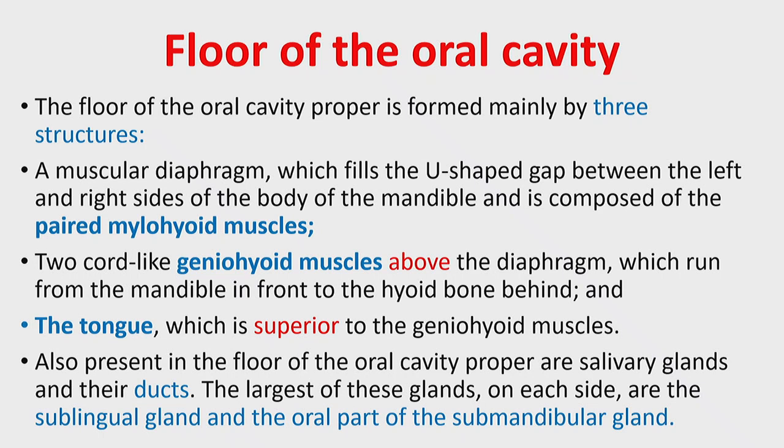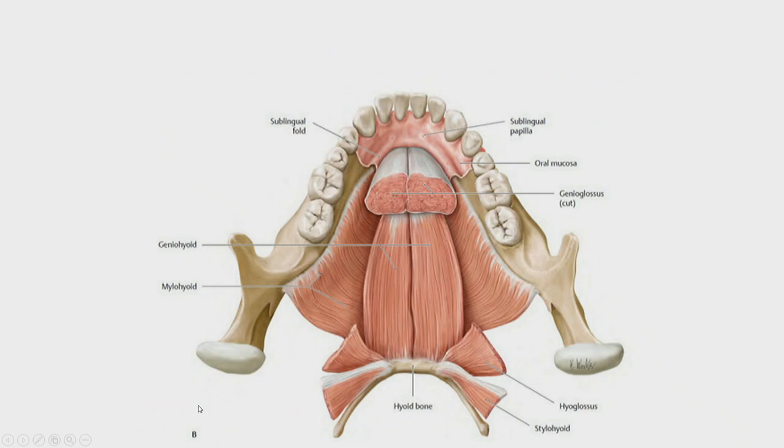And of course, in the floor of the oral cavity, you can find the sublingual gland, the hook-shaped anterior process of the submandibular gland that is going above the free posterior margin of the mylohyoid, and the ducts of them. Yes, so this is a view through the floor of the mouth. So those are the three structures.